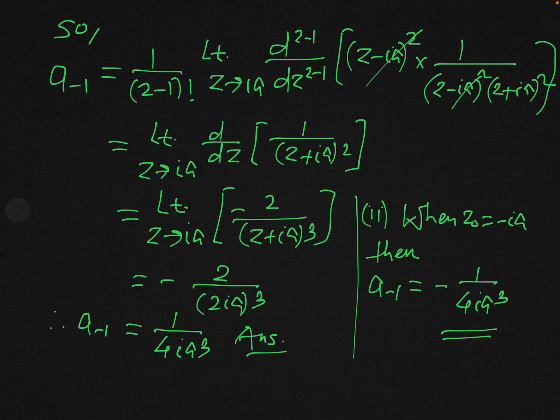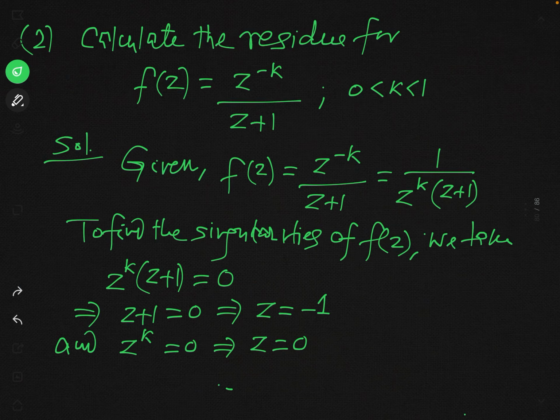In fact, in a similar manner, you can find the residue of this function at its other pole, which is z equal to minus ia. I am not solving it completely, but it is given to you as homework. You can follow the same steps as I have followed in the previous problem, and you will simply get that the residue a minus 1 is equal to minus 1 over 4ia cube.